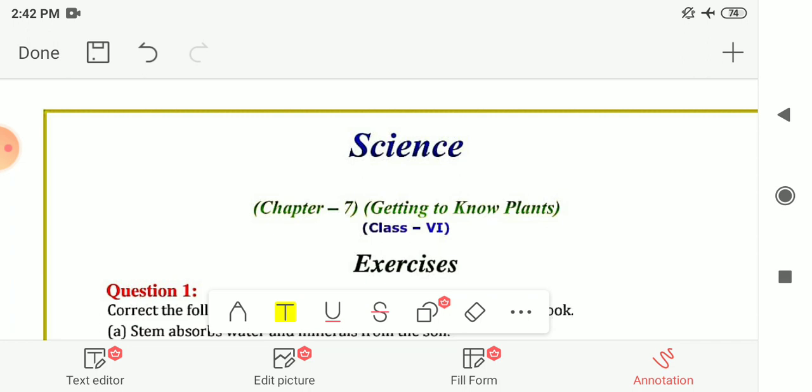In this chapter we had seen different kinds of plants, that is herbs, shrubs, trees, climbers, creepers, etc. Then after we had seen different parts of the plant like stem, leaf, root and flower. We had seen their functions and their different types. So now let me start the exercise for this chapter.